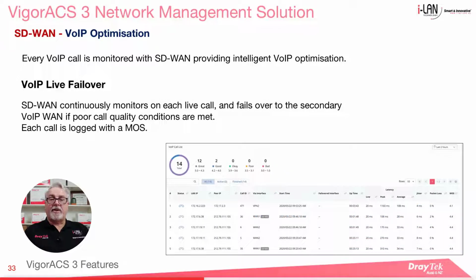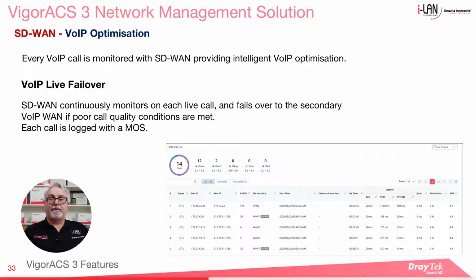VoIP optimization also includes VoIP live failover. Here, SD-WAN continuously monitors each live call and fails over to the secondary VoIP WAN if poor call quality conditions are met. The VoIP call is not interrupted during this process. Also, each call is logged with a MOS and recorded in a chart as shown here, which the network administrator can monitor.